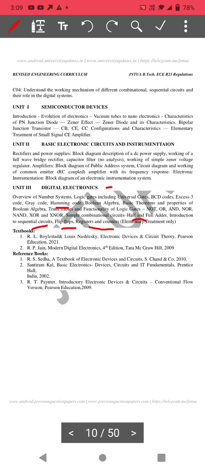Registers and counters, half adder and full adder, different gates, Boolean algebra theorems and properties, and what are codes. These are the important topics in Unit 3 Digital Electronics. Start with the digital electronics number system. Number system conversion, from one number system to another, you have to learn perfectly. And different properties and theorems in Boolean algebra: commutative law, associative laws, and identity laws, you have to learn.